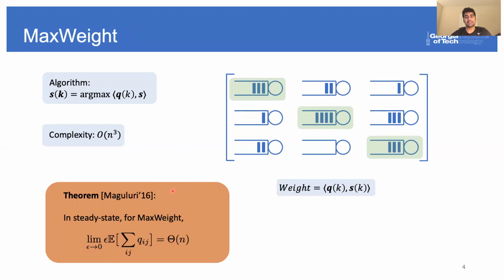In 2006, Maguluri showed that for MaxWeight, the scaled mean sum queue length is of order n in heavy traffic. Now, this is true for a very high complexity algorithm. In our work, we extend this heavy traffic result to several low complexity algorithms. We say that an algorithm is heavy traffic optimal if it has the same heavy traffic limit. This limit is the same for that algorithm as it is for MaxWeight.